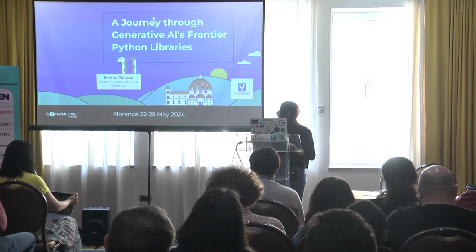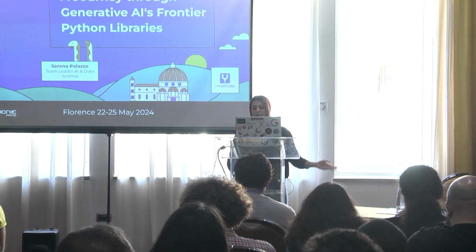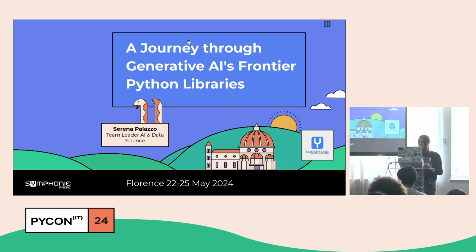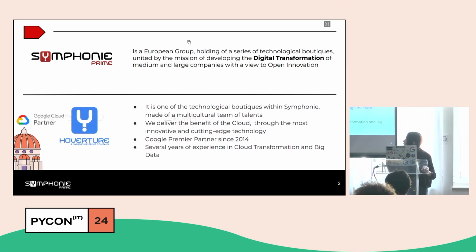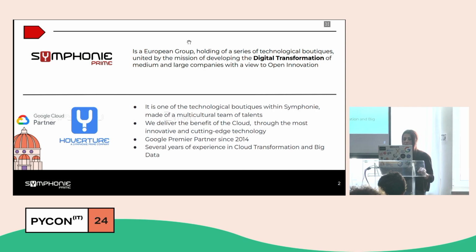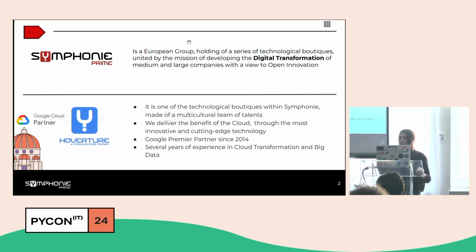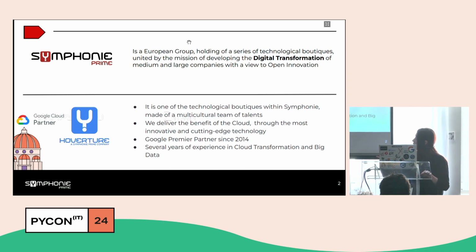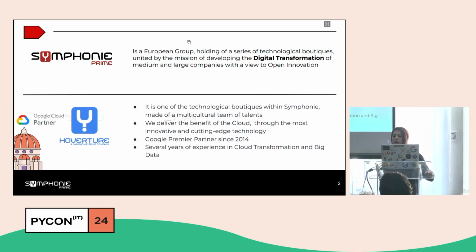And as you say, today I will talk about generative AI and how to use Python libraries to build and use generative AI models. But before going to the talk, just a brief introduction about the company where I'm working right now. We are Symphony Prime Group, which is a holding of different companies that aim to develop digital transformation. And in particular, I work in Overture, that is the technological boutique that delivers solutions in cloud, and in particular in Google Cloud, because we are a Google Cloud partner.